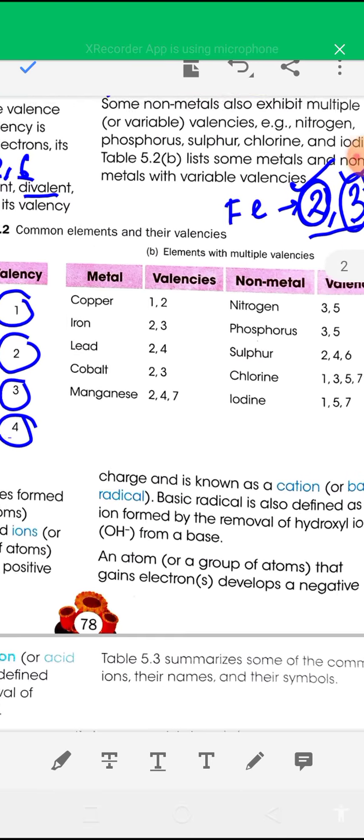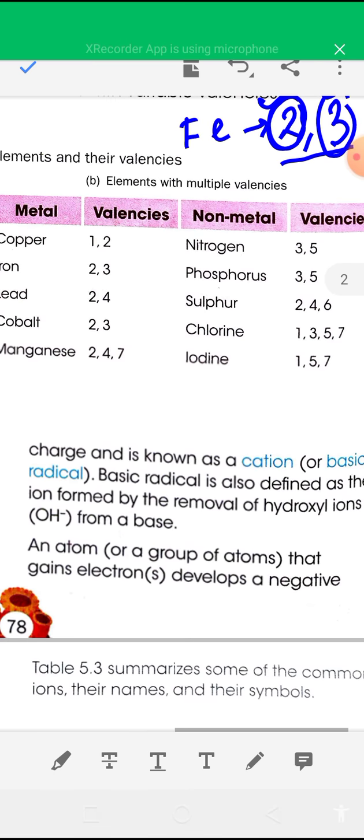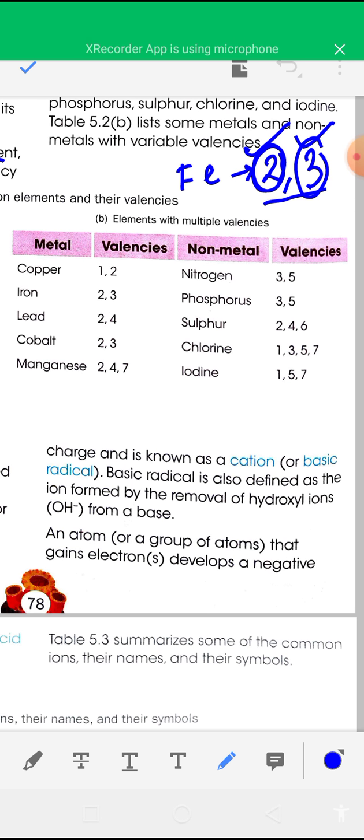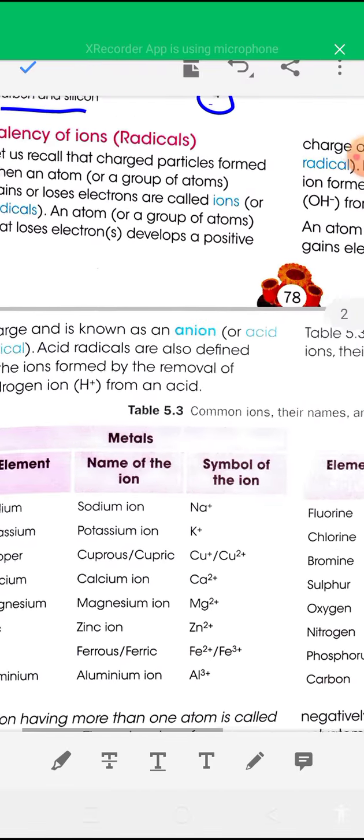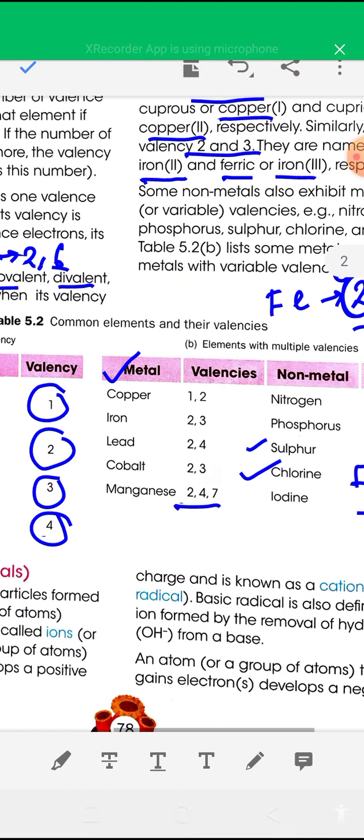Some common examples of variable or multiple valencies are given here. Copper has 2 valencies. Iron has 2 valencies, 2 and 3. Lead has 2 valencies, 2 and 4. Cobalt has 2 valencies, 2 and 3. Manganese has 3 valencies, 2, 4, 7. Chlorine has 4 valencies, 1, 3, 5, 7. Sulfur has 3 valencies, 2, 4, 6. Iodine has 3 valencies, 1, 5, 7. Okay, all this you have to remember. So these are the valencies of elements.